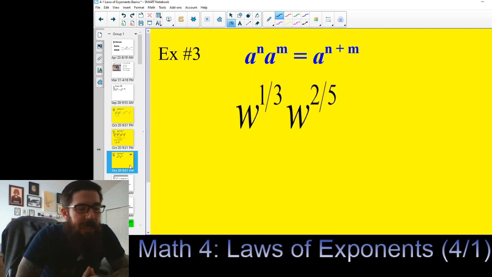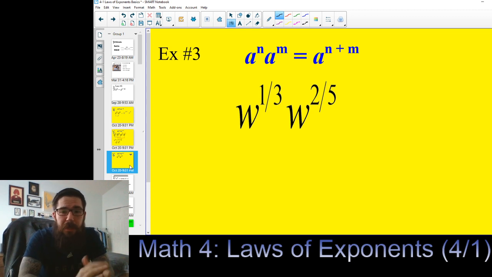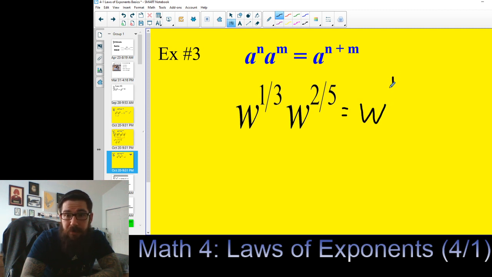Everybody's favorite, fractions. They're going to appear. We're going to continue to throw them at you. Everything that we've said is still true. I'm multiplying things with the same base. I have a w and a w. I need to add the exponents. At the most basic level, you could write w and then raise it, and this is going to look a little nasty, to the 1/3 plus 2/5.